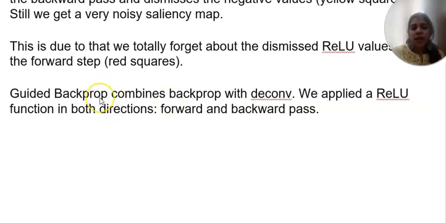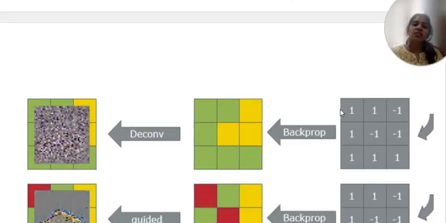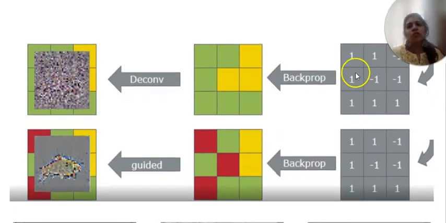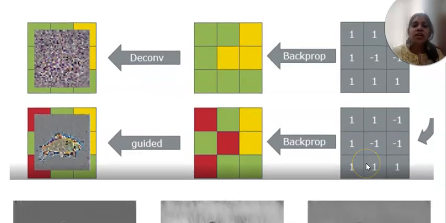So guided backpropagation, what will it do? It will combine backpropagation with deconvolution. That is, we are going to apply a ReLU function in both directions, in the forward pass as well as the backward pass. Initially it was only in the forward pass. Now we are going to apply a ReLU function in the reverse mapping also. This is guided backpropagation.